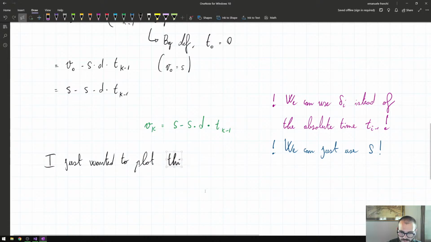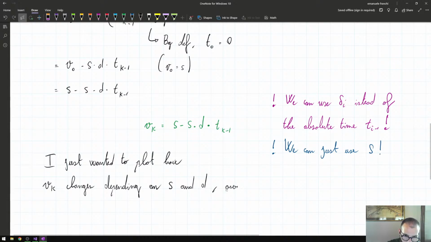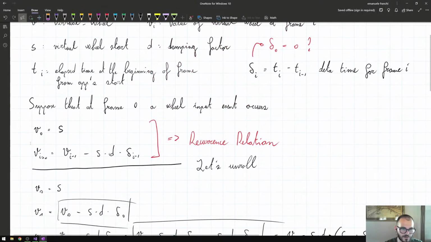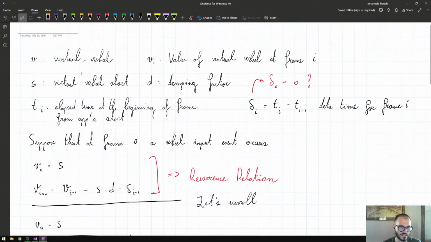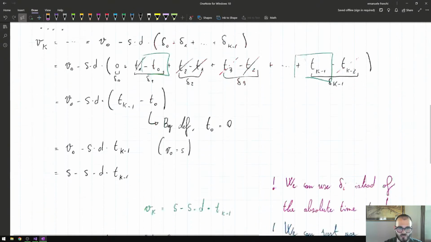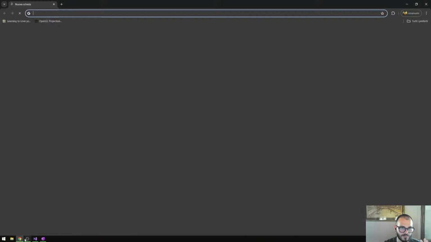I just wanted to plot how Vk changes depending on S and D over time, which we call X. From this it wasn't very clear how to plot how the values of our virtual wheel actually changed. Now I can. So that's why.